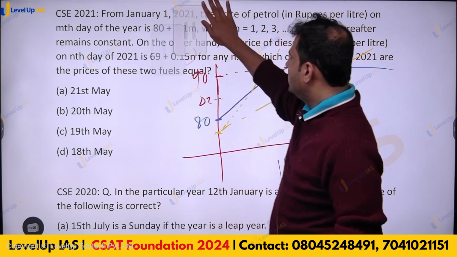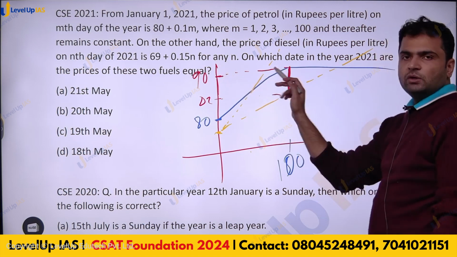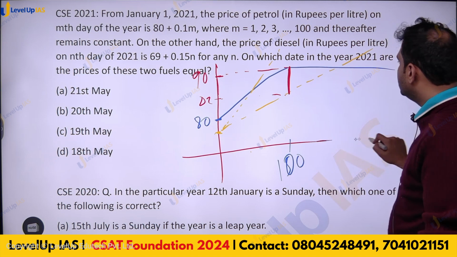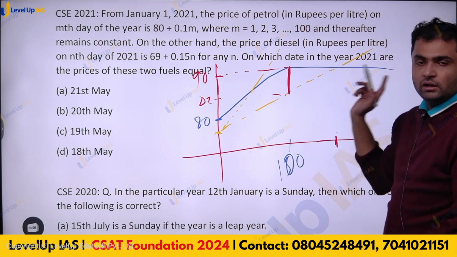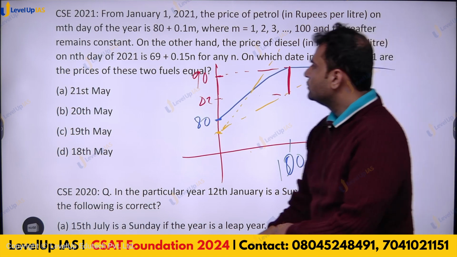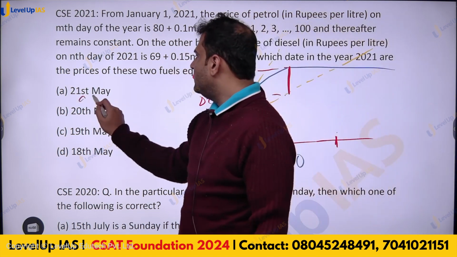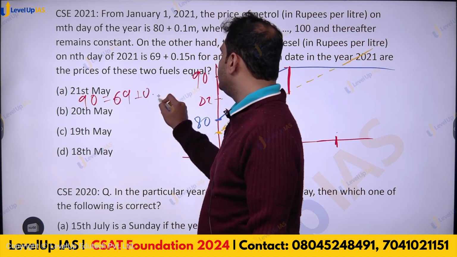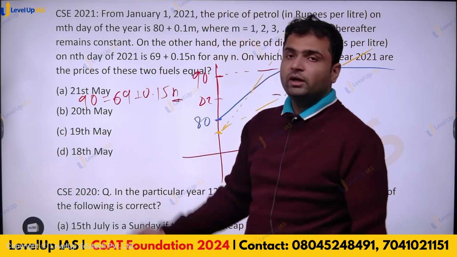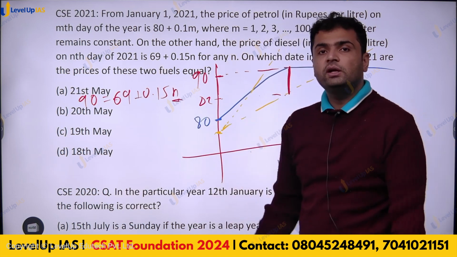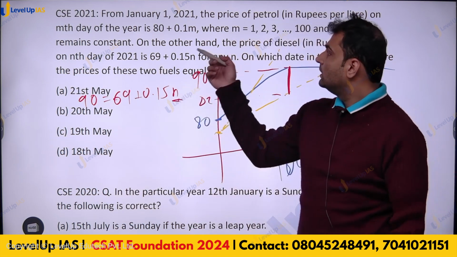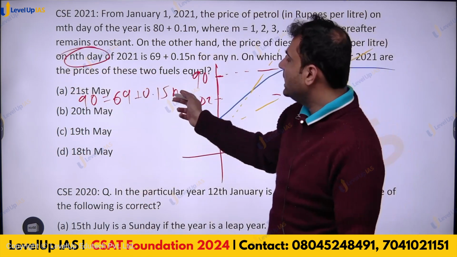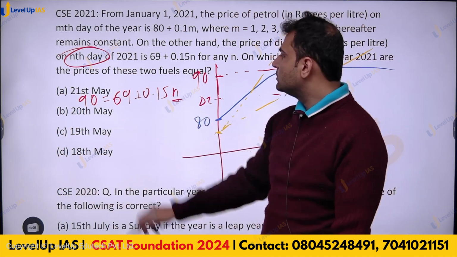What we want, after day number 100, price of petrol will remain 90. It won't change. We want to find out when will the price of diesel become 90, so that they become same. That is what is asked. We just put that in this value. So 90, which is what we want diesel ka price to be, is equal to 69 plus 0.15n, and now we just want to find out at which particular date it happens, after how many days, on which nth day does this happen.